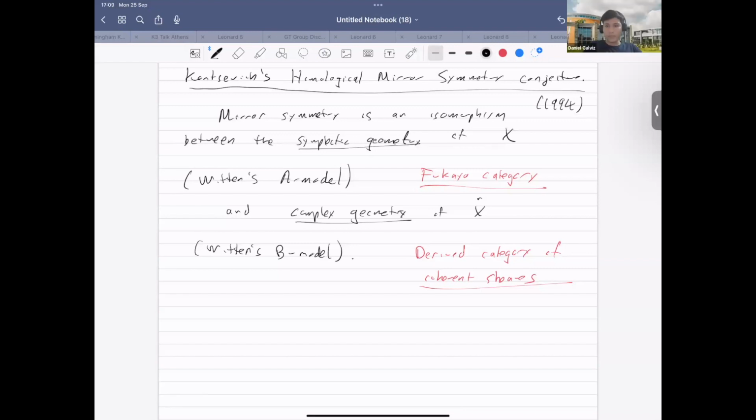Can I ask something? Yeah. Is this the most general statement of mirror symmetry? So I think that's a slightly tricky question.